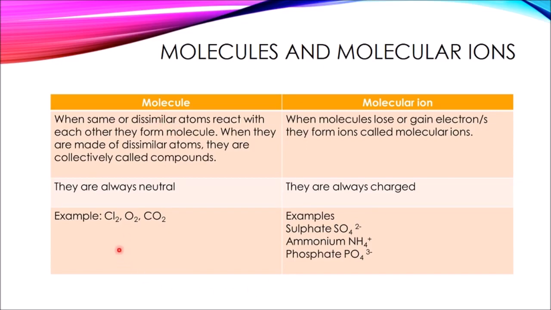Let's look at the examples of molecules. We have Cl2, which is the chlorine molecule, the oxygen molecule, the carbon dioxide molecule. On the opposite hand, we have molecular ions. The molecular ions are SO4 2 minus, the ammonium ion NH4 1 plus, and the phosphate ion, which has the formula PO4 3 minus.